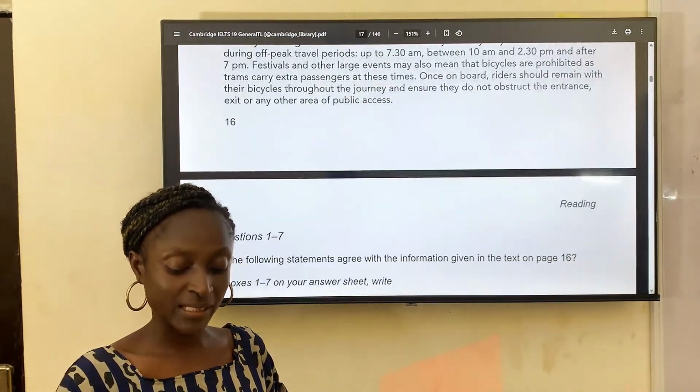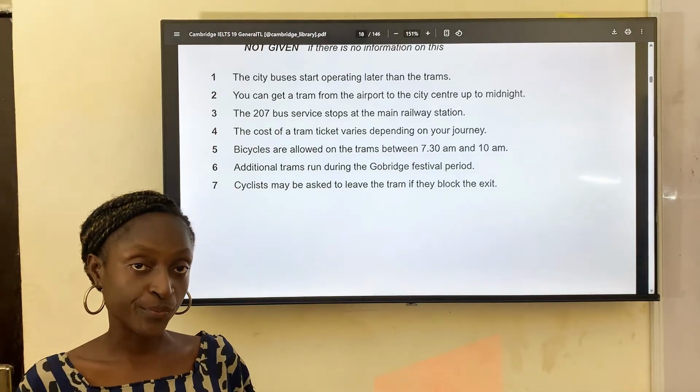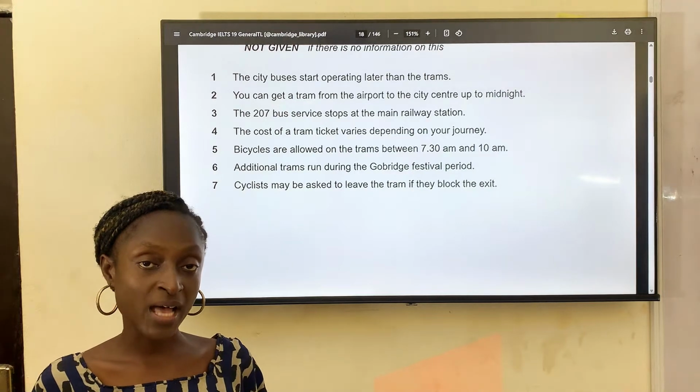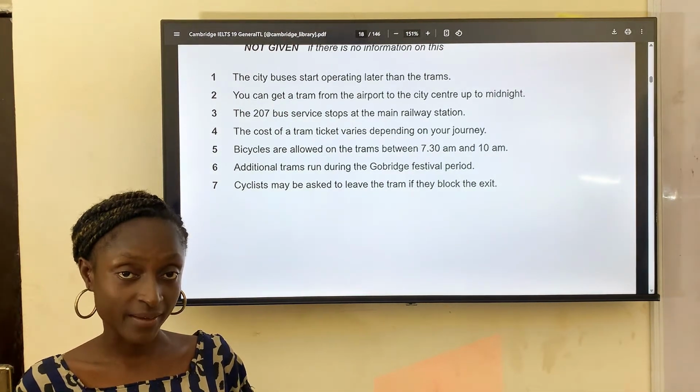So based on that, we would say the information is true because we have similar ideas. So number 4 answer is definitely true. I hope that is clear.